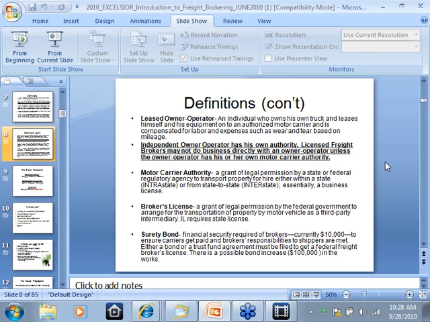To give an example of how different it is, a 2-year bond for a private investigator in New York will run you about $100 to $175. A 1-year bond for a freight broker will run from $350 to $550 for the year. So it's more expensive. Now, with that said, here's what's going on in the industry right now.